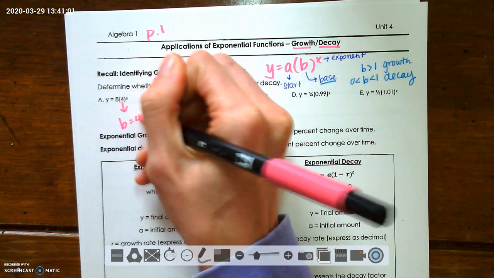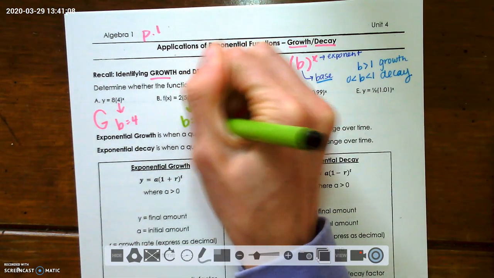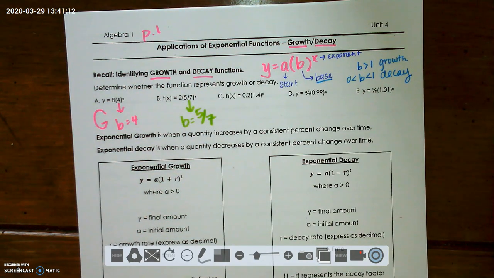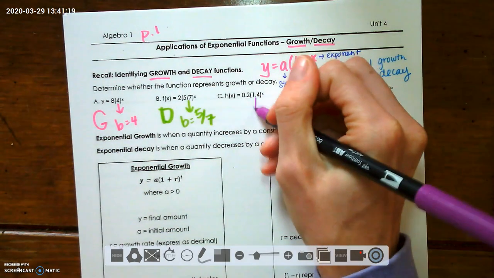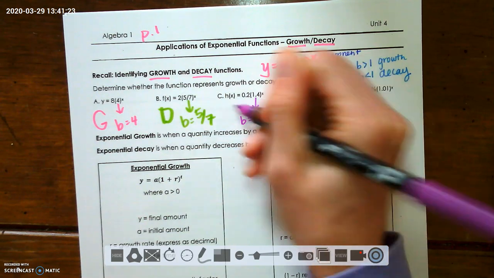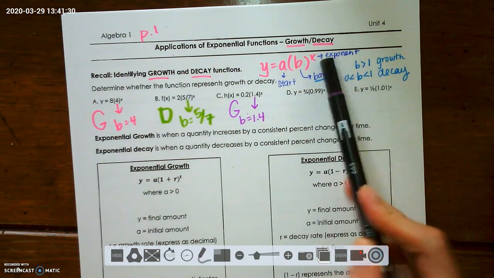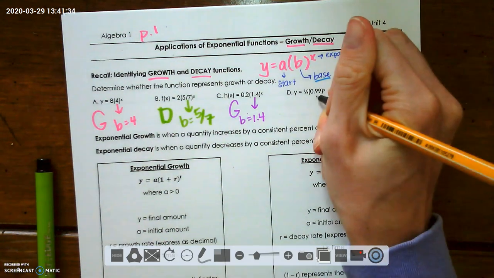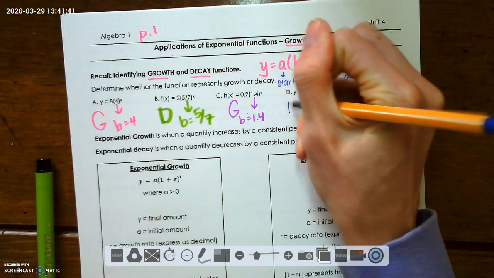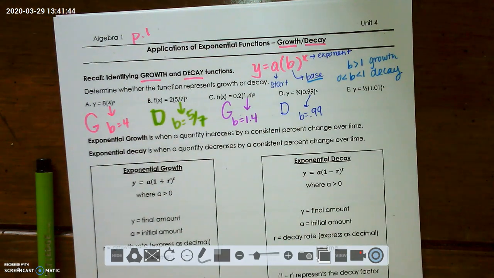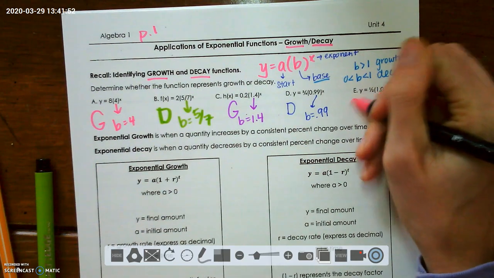On this one, our base is 4, so that means it's growth. On the second one, our base is 5/7. Since 5/7 is less than 1, this is decay. 1.4 is our base here, which tells us it's growth because 1.4 is greater than 1. The base is always the one that's attached to the exponent. All right, 0.99 is our base here. 0.99 is less than 1, so this is decay. And last one, 1.01 is greater than 1, so this is a growth function.